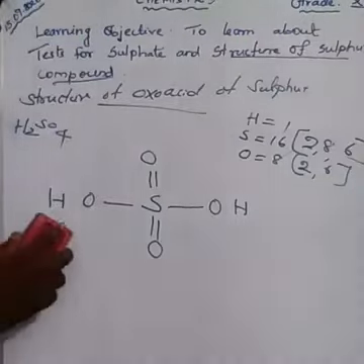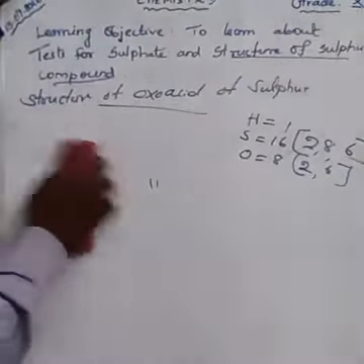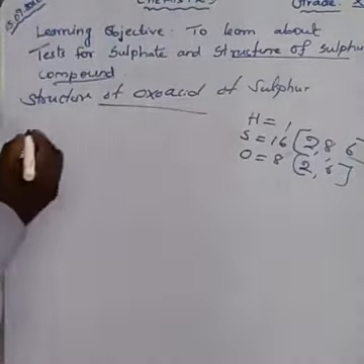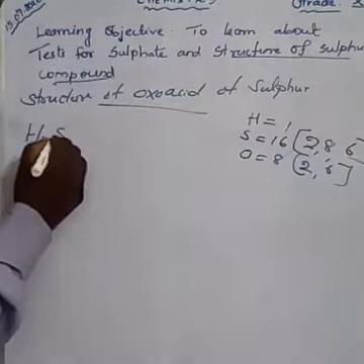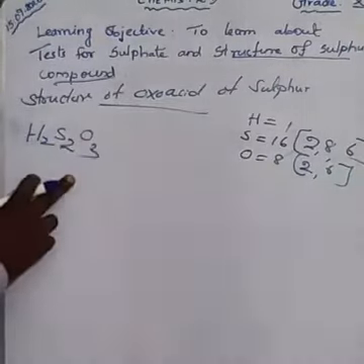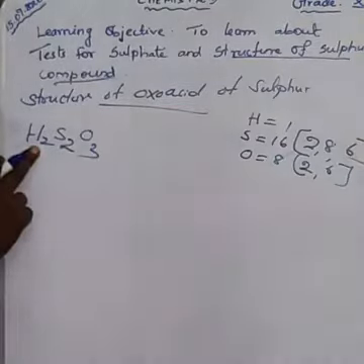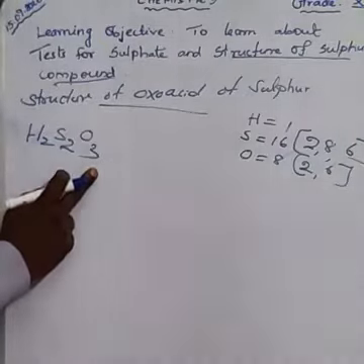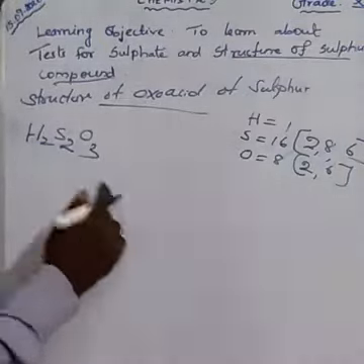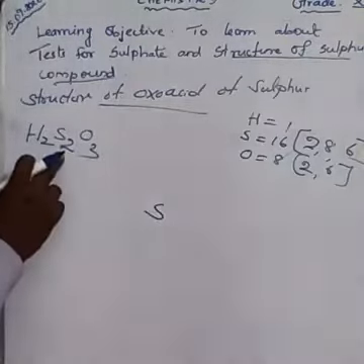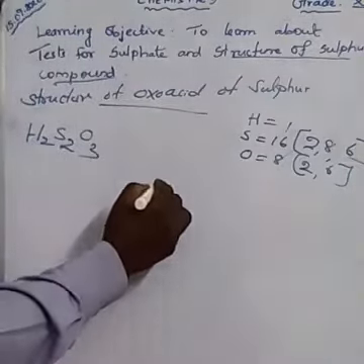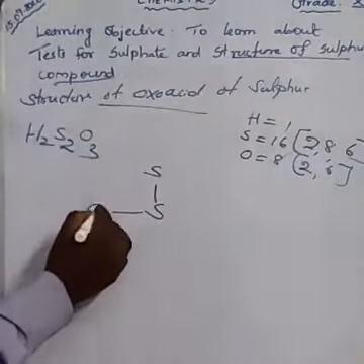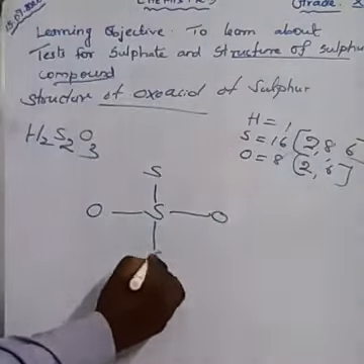The structure of thiosulfuric acid. That is H2S2O3. How much hydrogen is there? 2 hydrogen. 2 sulfur. 3 oxygen. So how can you draw the structure? First the center atom is sulfur. Again one more sulfur is there. How much oxygen is there? 3 oxygen: 1, 2, 3 oxygen.